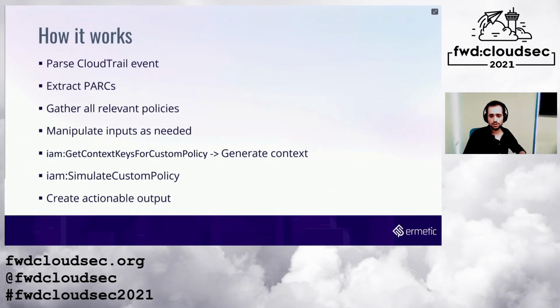So how does it work? We parse the CloudTrail event. We extract the principal, action, resource, and condition of the requests. We gather all the relevant policies. We manipulate inputs as needed. And then we use two of AWS IAM's APIs, GetContextKeysForCustomPolicy and SimulateCustomPolicy, to receive detailed reasoning for why something did or did not work. And from that, we create actionable output.